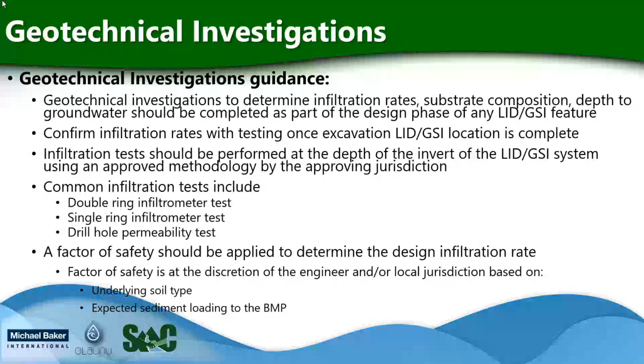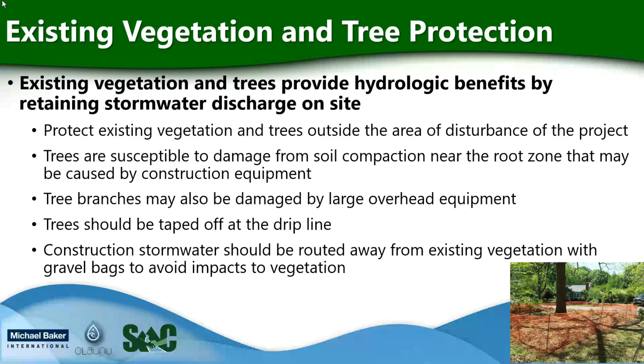The next element is existing vegetation and tree protection. Existing vegetation and trees provide hydrologic benefits by retaining stormwater discharge on site. Protecting existing vegetation and trees outside the disturbance area of the project is critical, especially because vegetation takes a long time to regrow.